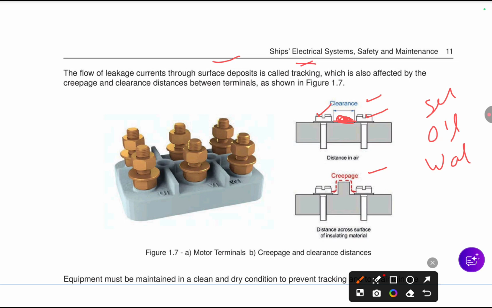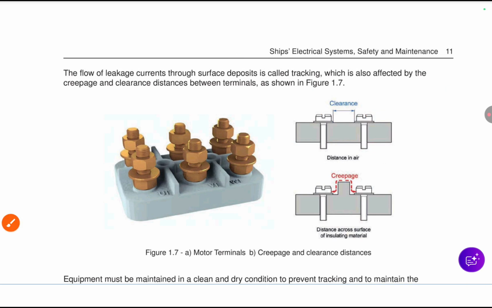Now the second thing is what is clearance. Clearance is the direct distance between the two conductors. So the direct distance between the two conductors is known as clearance. The third one is what is creepage.